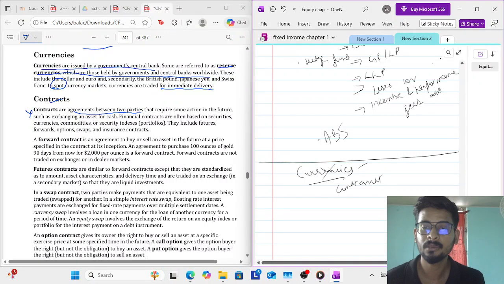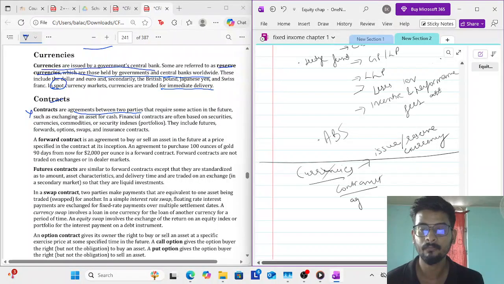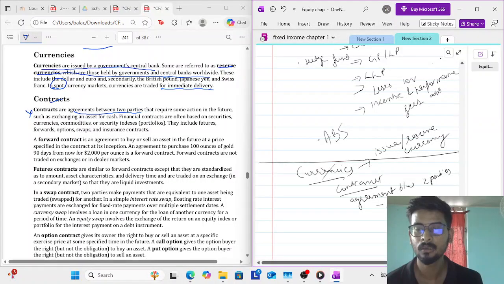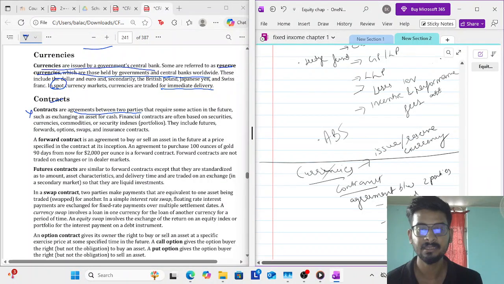For currency, I will just write that we have learned who issues it and what a reserve currency is. The reserve currency was the major point. Now what is a contract? A contract is just an agreement between two parties. Now we have bifurcations, I guess; there are so many. We will learn first the forward contract, then futures, then swap, then option. Is there anything else?